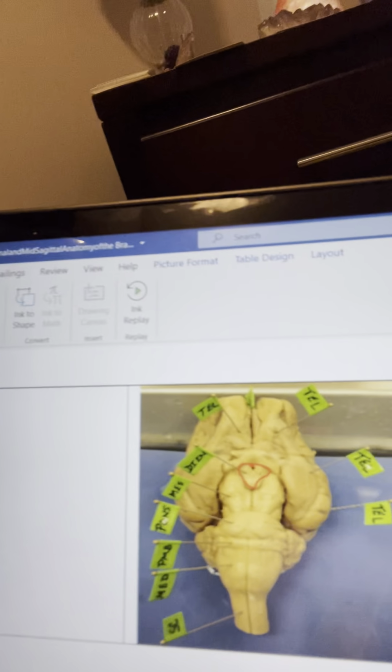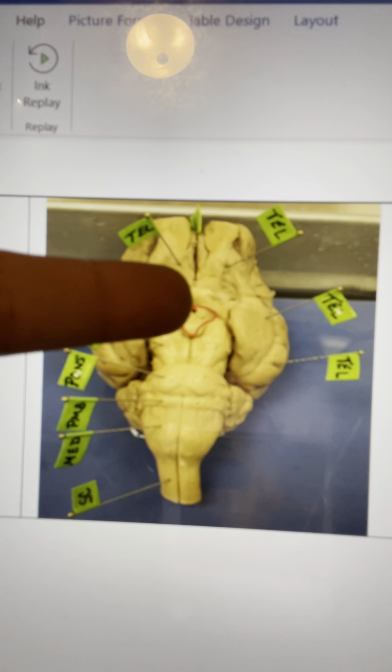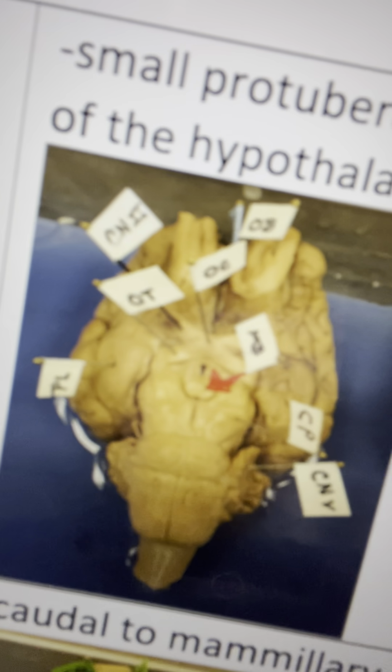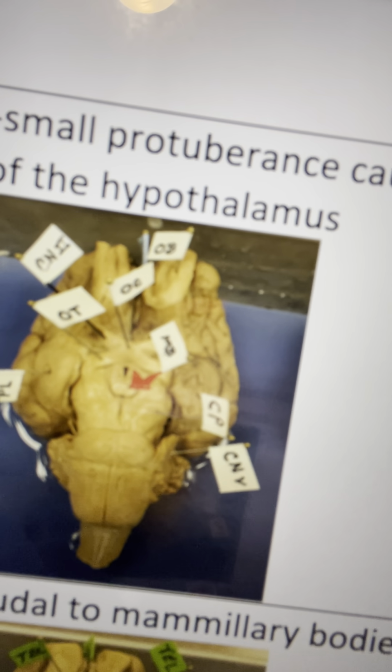And then we have the diencephalon, which is caudal to the optic chiasm. So it's that part right there. The optic chiasm is right above it, in the middle X right there, but here's the diencephalon. And then we have the mammillary bodies, which are the small protuberance caudal to the optic chiasm, and it's part of the hypothalamus. So there's a protuberance right there. So you have the diencephalon being that thing, and then the protuberance on that.